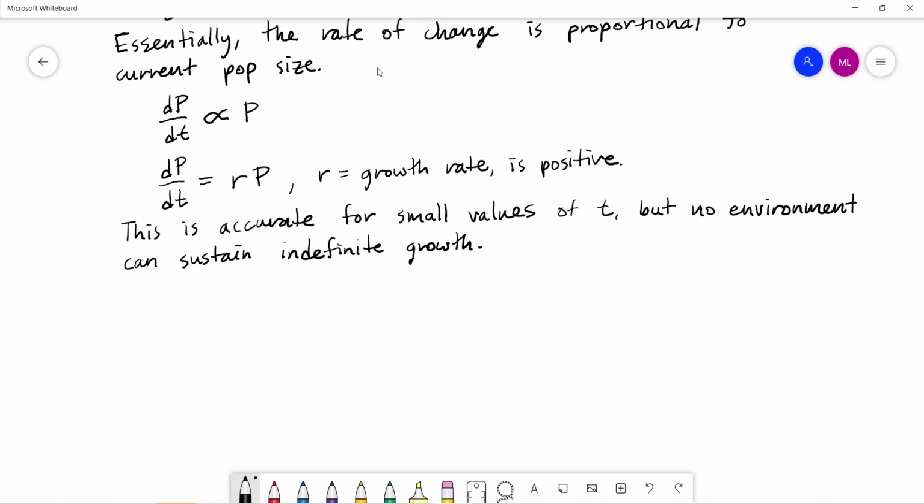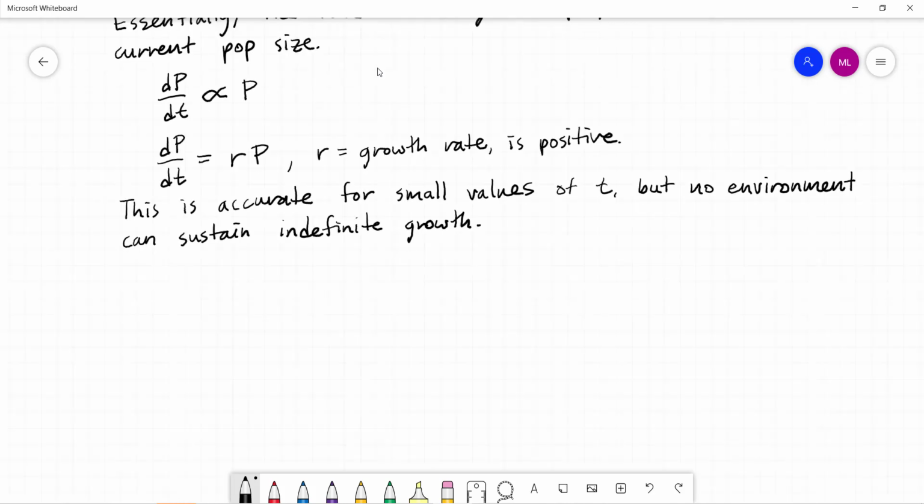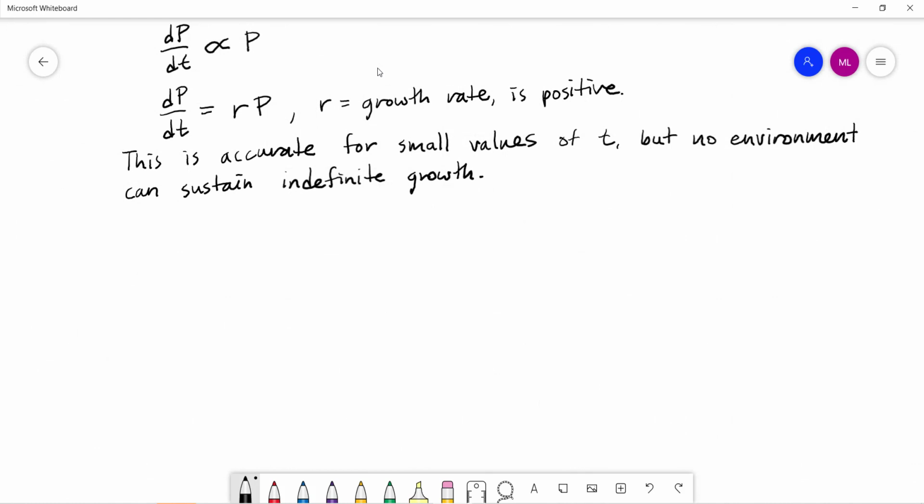So, what's a more plausible model that works around this? It turns out that if we start to think about the environment and take the features of the environment into account, we can come up with another model that's going to basically take the limitations of the environment into account. So, can we take the limitations of the environment into account?